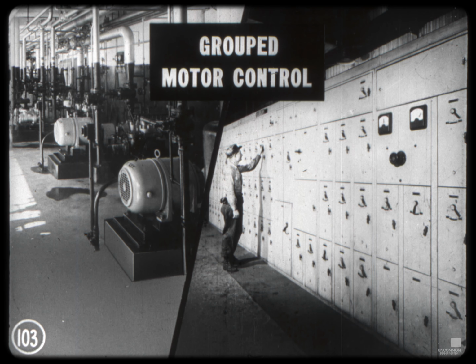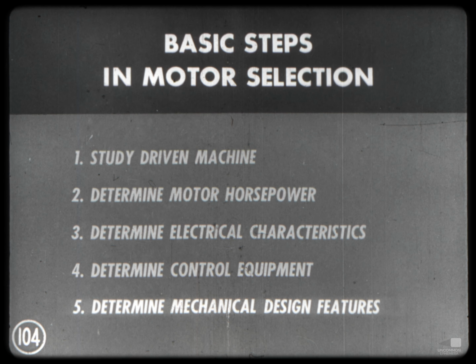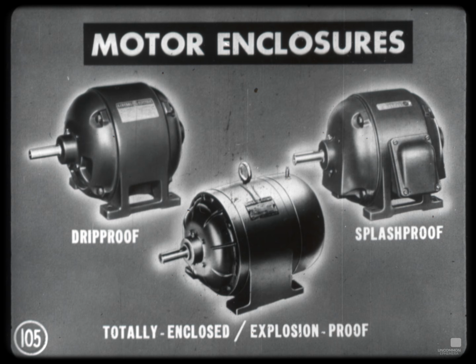When the control equipment needed is determined, the final step is to determine the mechanical design features required for both motor and control. In order to ensure long motor life and safety, it's important that the motor enclosure best suited for the job is used. Among those most commonly needed are the drip-proof, splash-proof, totally enclosed, and explosion-proof. The drip-proof type is the kind used where surrounding conditions are good. This type gives adequate protection against falling objects or dripping liquids.